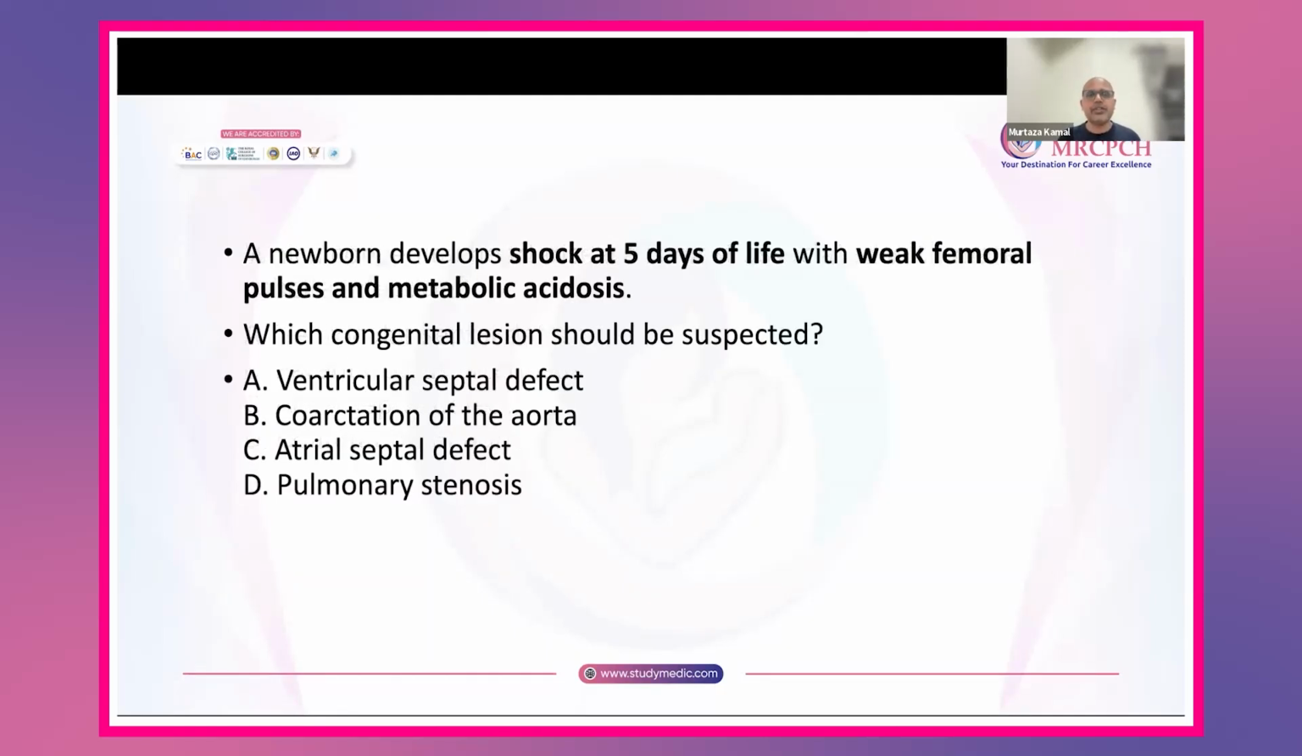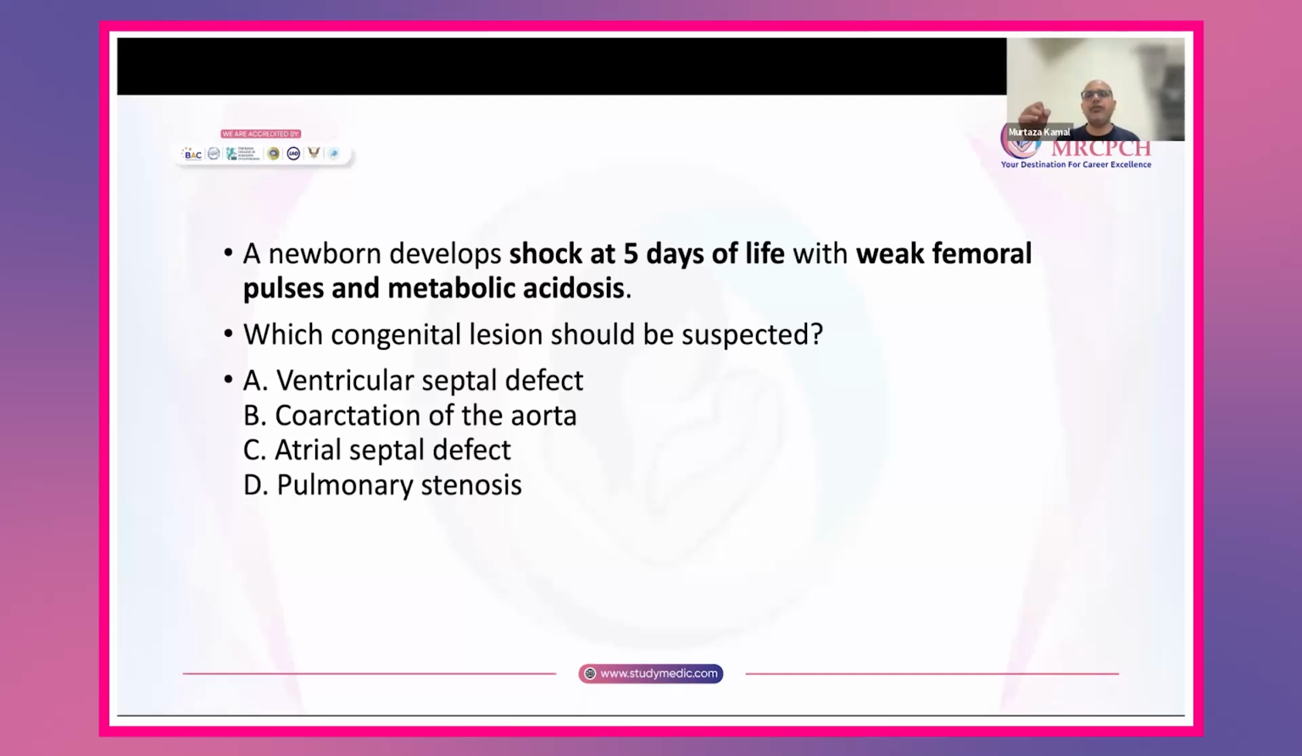Moving into the third question, a newborn develops shock at 5 days of life with weak femoral pulses and metabolic acidosis. What congenital lesion should be suspected? So a newborn who is developing shock around 5 days of life, and there is metabolic acidosis and you are not getting femoral pulses. So most likely the systemic circulation is compromised. Systemic circulation can be compromised in the case of coarctation of aorta.